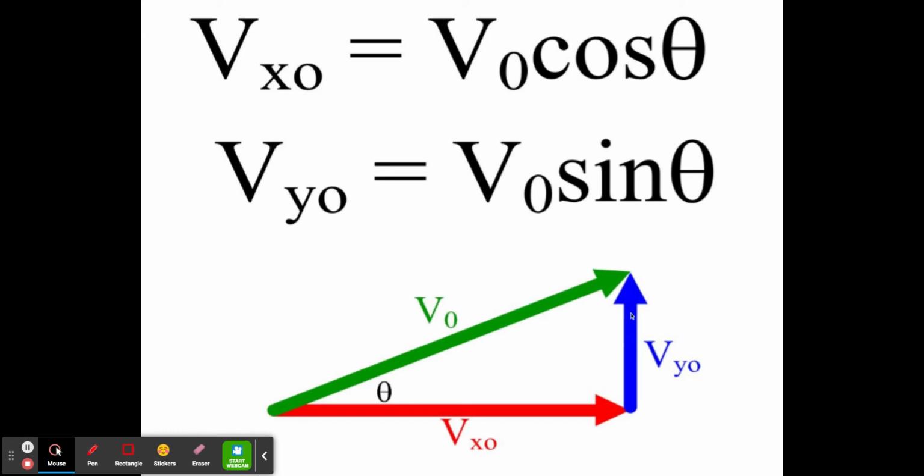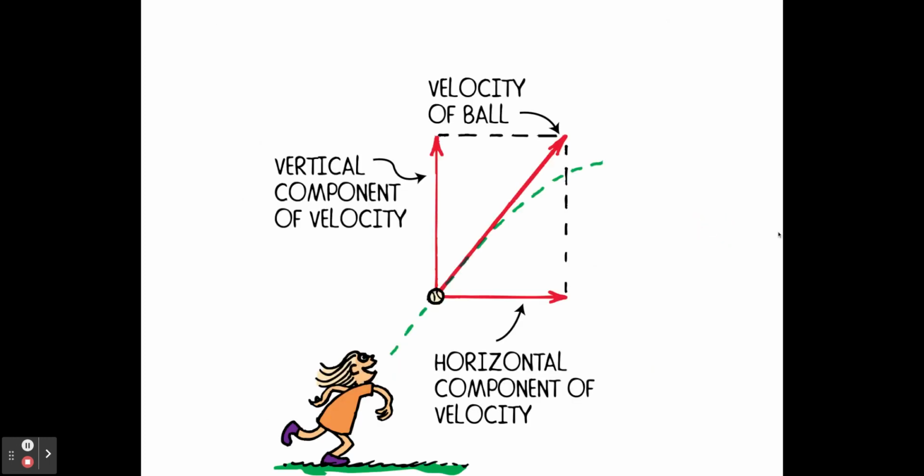Vertically, to find this blue arrow here, this vertical component, we would call that Vy initial. So since that is the opposite side of the angle, we will use the sine function to solve for that. So the Vy initial is equal to the V initial times the sine of the angle. Make sure your calculator is in degree mode when you do these problems here.